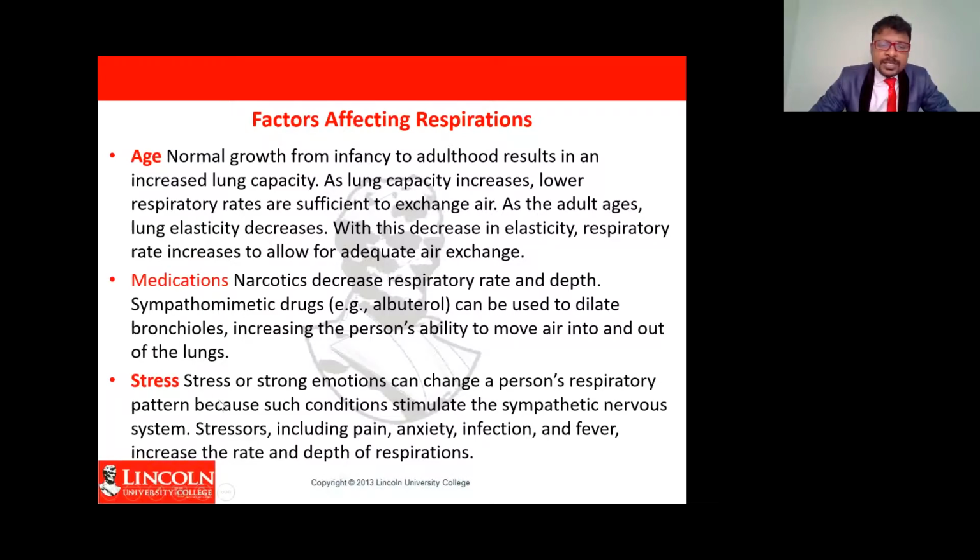And the next one is stress. Stress and strong emotions can also alter the respiratory pattern because these conditions stimulate the sympathetic nervous system. Including stress, pain, anxiety, infection, and fever also increase the depth of the respiratory rate. That's the reason if anybody is crying, or emotional, or if anybody met with any accidental news, sometimes they get difficulty in breathing, or their breath count is going to increase because of the emotional stress.